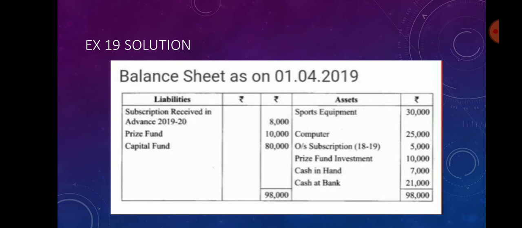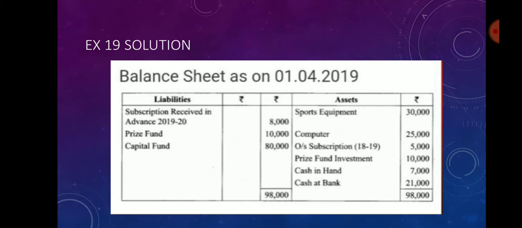So in this sum, the Salem Sports Club, if the capital fund of the organization is not given in the problem, the opening balance sheet should be prepared to ascertain the opening capital fund. Capital fund, also called general fund or accumulated fund, is taken to the liability side. Capital fund or accumulated fund or special purpose funds, the long-term liabilities and current liabilities are on the liabilities side, and fixed assets and current assets on the asset side.